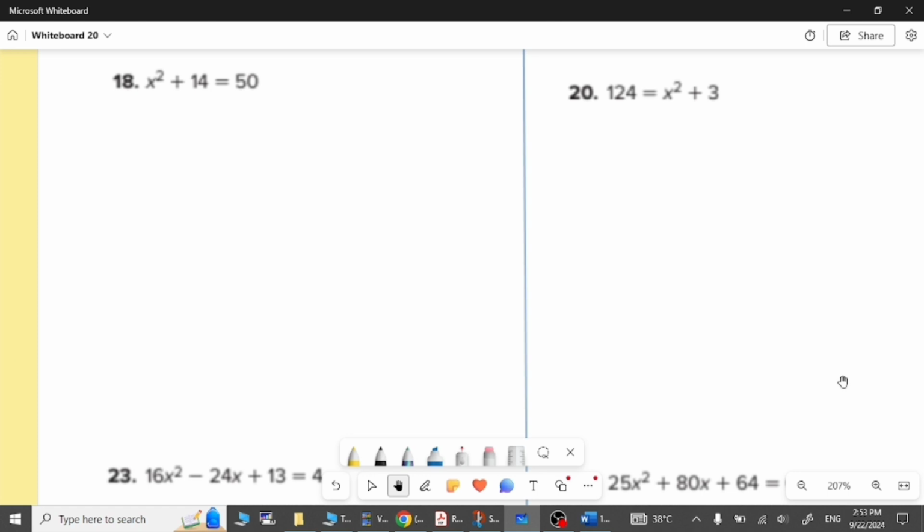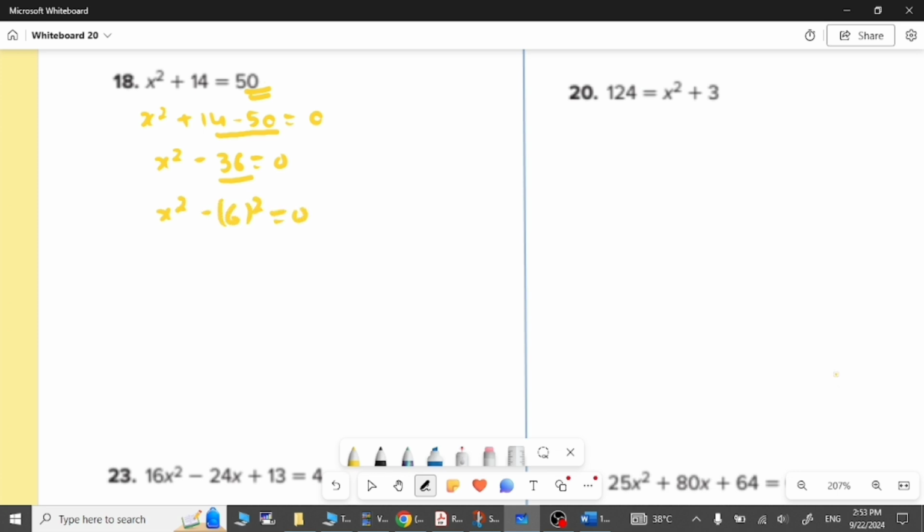So now we are going to solve question number 18. It will be the same. So here it is written 50. I will be just shifting this 50 to the left hand side so that I can get 0 here. So I will be writing x square plus 14 minus 50 is equal to 0. When you solve this one, it will give you x square minus 36 is equal to 0. I know the square of 6 is 36, so I will be writing x square minus 6 whole square is equal to 0.